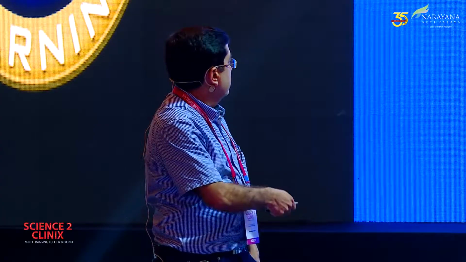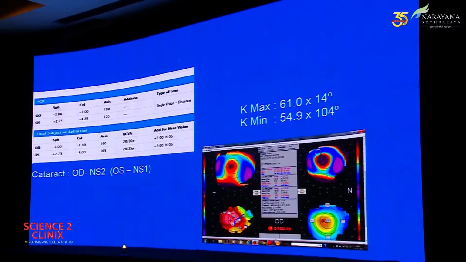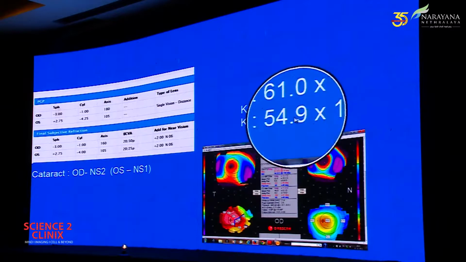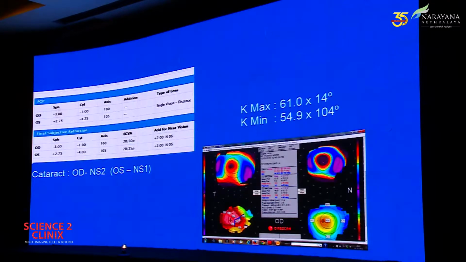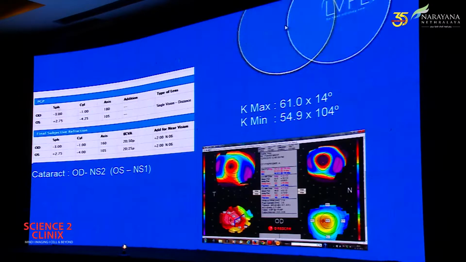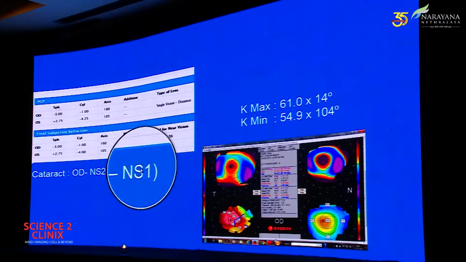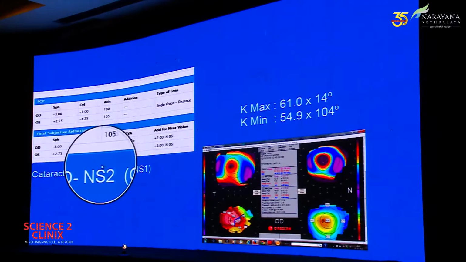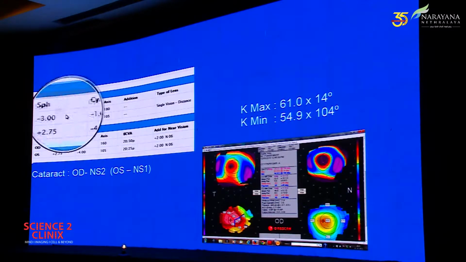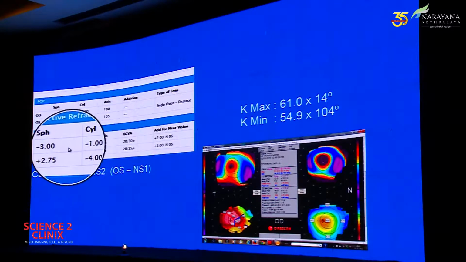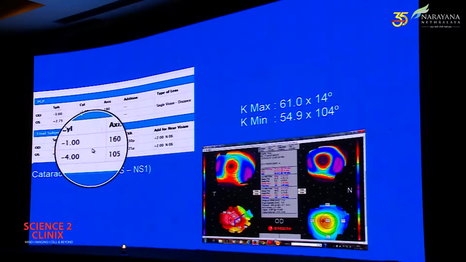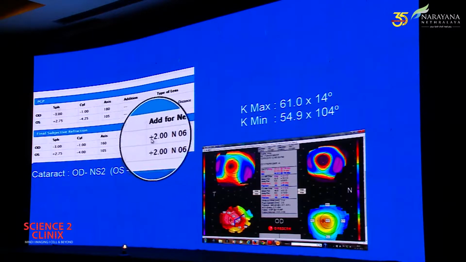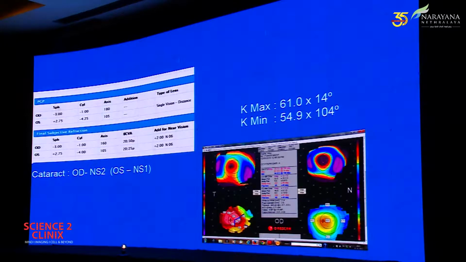This is what the topography is about. So you see, 61 is the K max and K min is 54. And as I said, grade NS2. This is what she was able to see: -3 sphere and -1 cylinder and 20/30 vision. But she was having a little hazy vision, so she wanted to get the cataract surgery done.